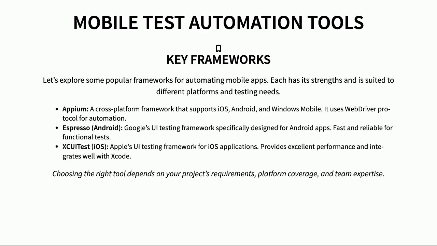Okay, so when it comes to automating mobile apps, we've got a few really popular options out there. First up is Appium. This is fantastic because it lets you test on iOS, Android, and even Windows Mobile all with one framework. It uses something called WebDriver, which is pretty clever. Then you have Espresso, which is Google's own UI testing tool specifically for Android. It's known for being really fast and reliable. Finally, we have XCUITest. That's Apple's equivalent for iOS apps. It works wonderfully with Xcode and gives great performance. Think about your project needs when deciding which one to use.